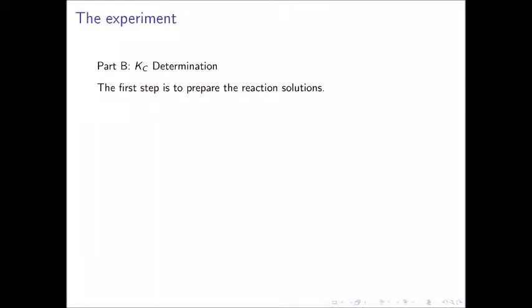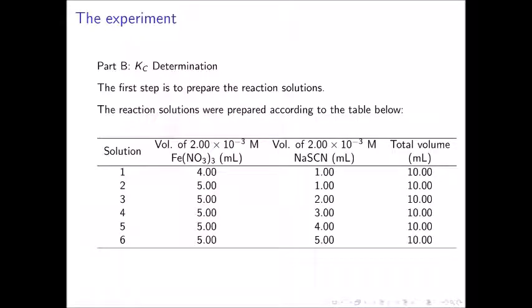As before, the first step is to prepare the reaction solutions. Notice in this case that the concentration of the ferric nitrate stock solution is equal to the concentration of the sodium thiocyanate stock, or 2.00 times 10 to the negative 3 molar for both. The total volume for each solution is 10 milliliters. The volume of the ferric nitrate ranges from 4 milliliters in the first solution to 5 milliliters in the remaining 5 solutions. The volume of the sodium thiocyanate is 1 milliliter in solutions 1 and 2, and then increases to 5 milliliters in solution 6.